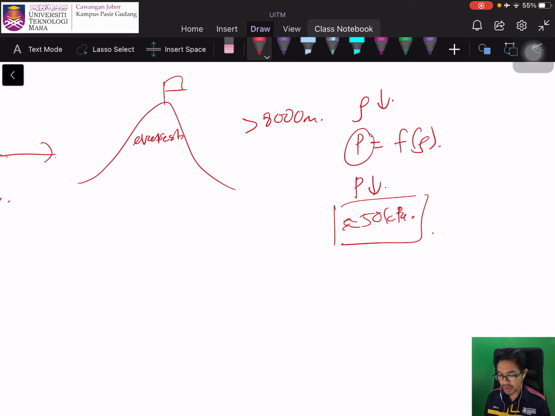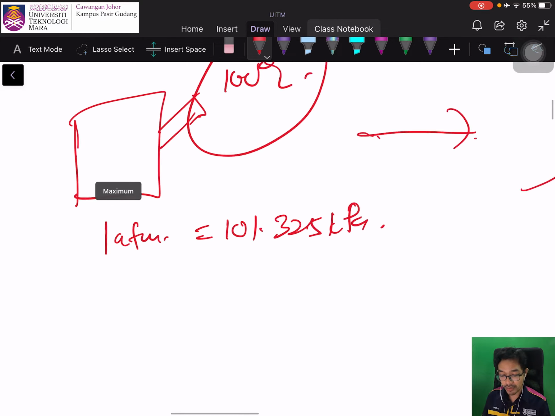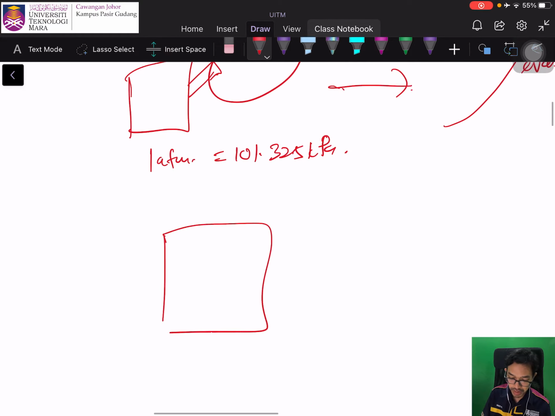So if you want to boil the water, it also will be affected. It will not be exactly at 100 degrees Celsius. This is due to the condition of the water itself. If you have a higher pressure, it means that the collision of the water molecules is high, right? So the energy needed to break the bond is also different. You need extra energy to boil the water or change the state from one state to another state, right?